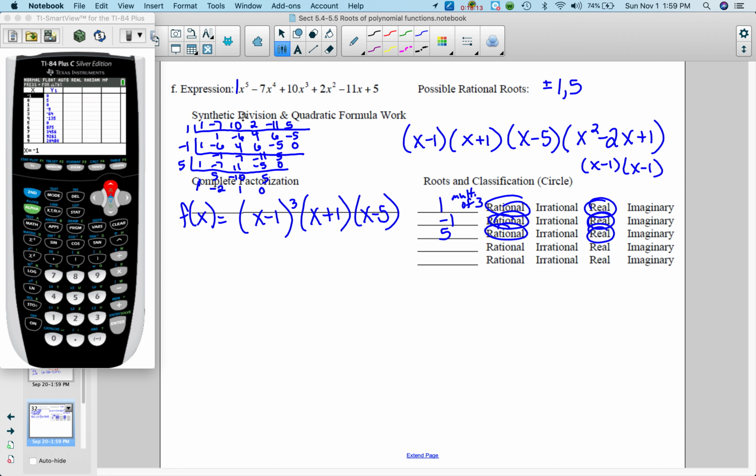So it's really not that big of a deal. You just have more synthetic division to do, and aren't you happy that I let you use a calculator to find that, and you don't have to do synthetic division and have all this trial and error.